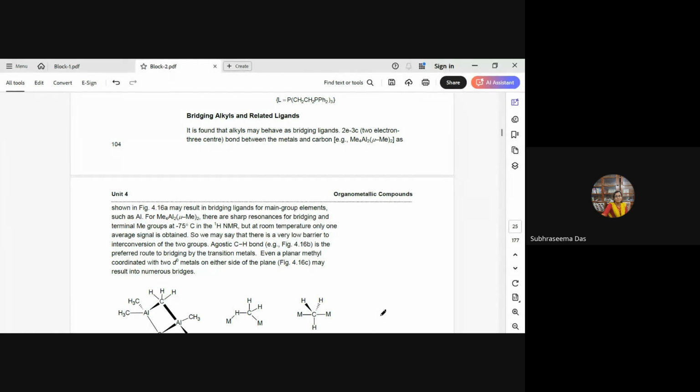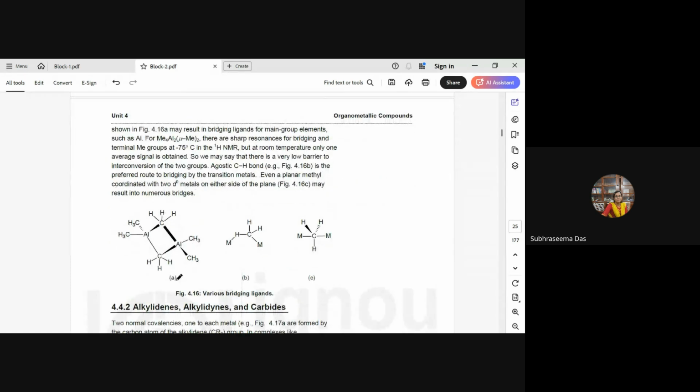Then bridging alkyls and related ligands. It has been found that alkyls may behave as bridging ligands, like the 2E3C or 3E3C bonds between the metals and carbons. So in figure 14.6a, we see these are the bridging ligands for main group elements, particularly for aluminium.